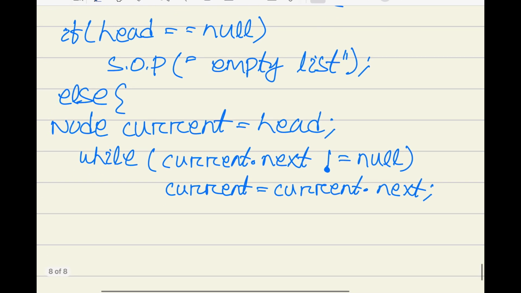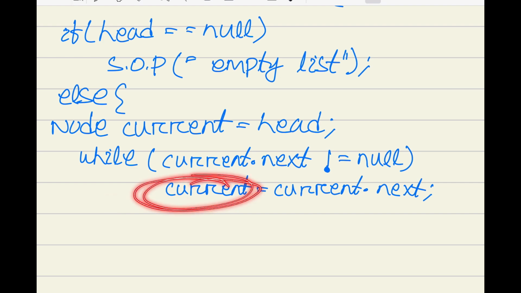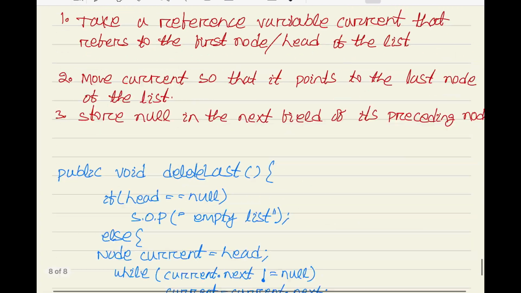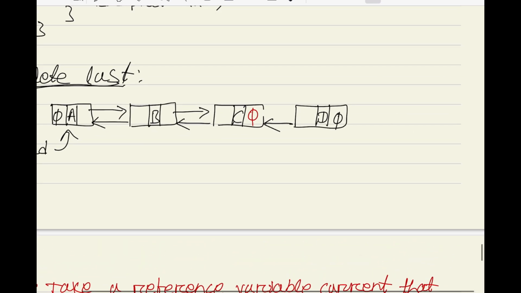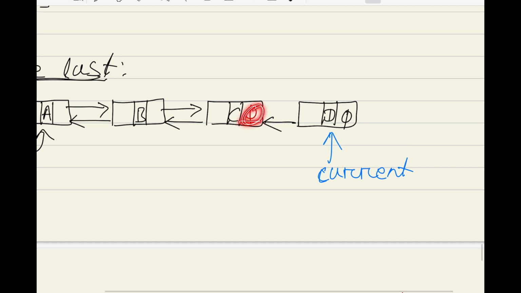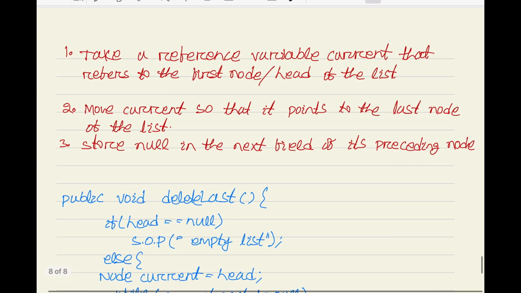Now after the loop, when the loop terminates, the value of current will be the last node. So here you can observe, when the loop terminates, the value of current is this one, the last node. We want to make the next of C null. So how do we find the next of C? The previous of current is C and its next is null.